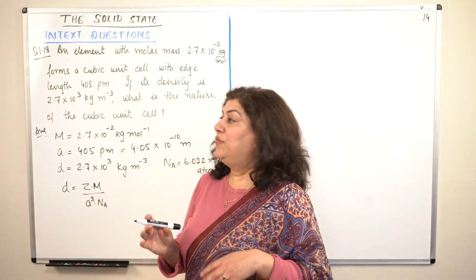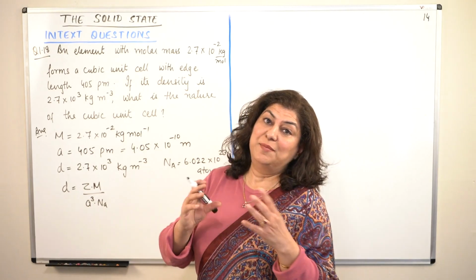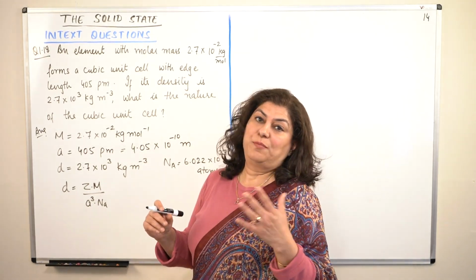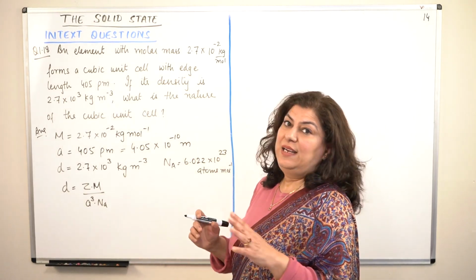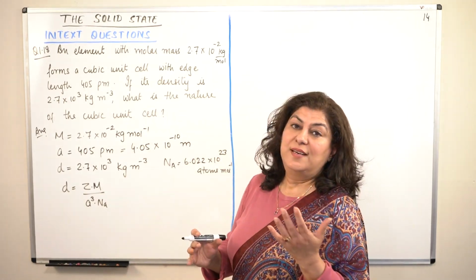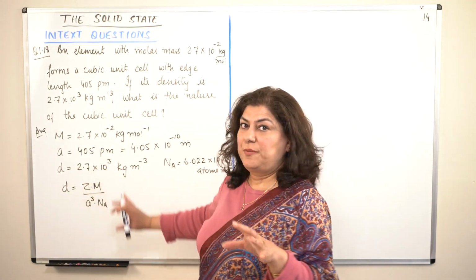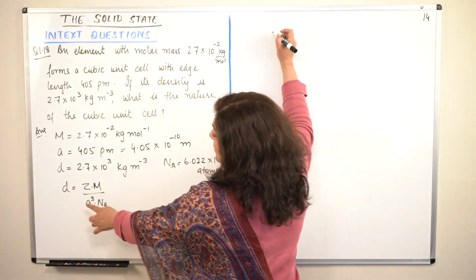If the value of Z is 1, then it is a simple cube. If the value of Z is 2, then it is a body-centered cubic unit cell. And if it is 4, then it is a CCP or an HCP. So let us just substitute all the values and calculate the value of Z.